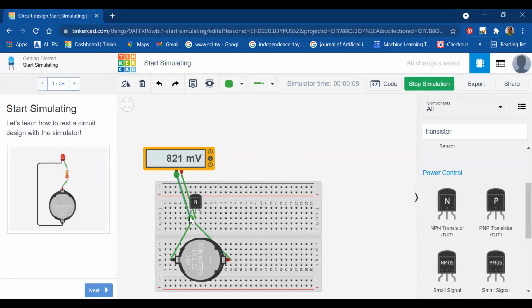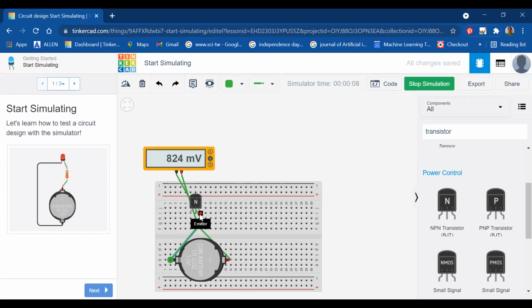Now let's change this connection to the third pin. From the first pin, I will move this pin to the third one, and similarly the connection of the battery from this to this. Now let's check the value. You must remember the voltage that was generated right now. It was 821. Now just see, it is 824.